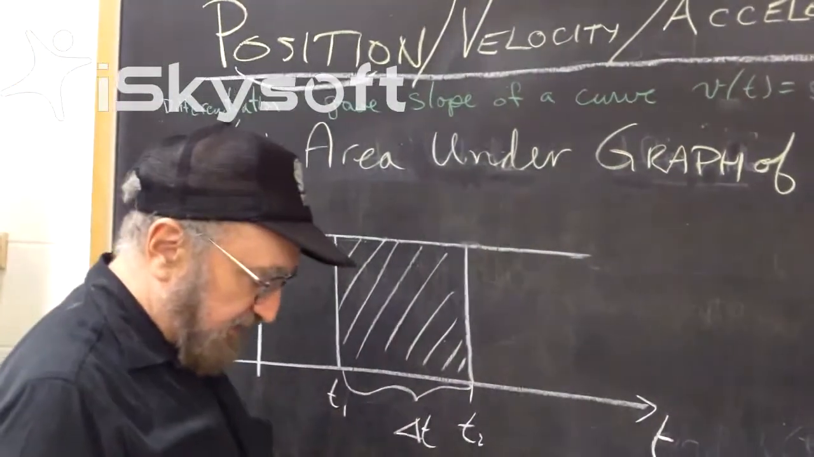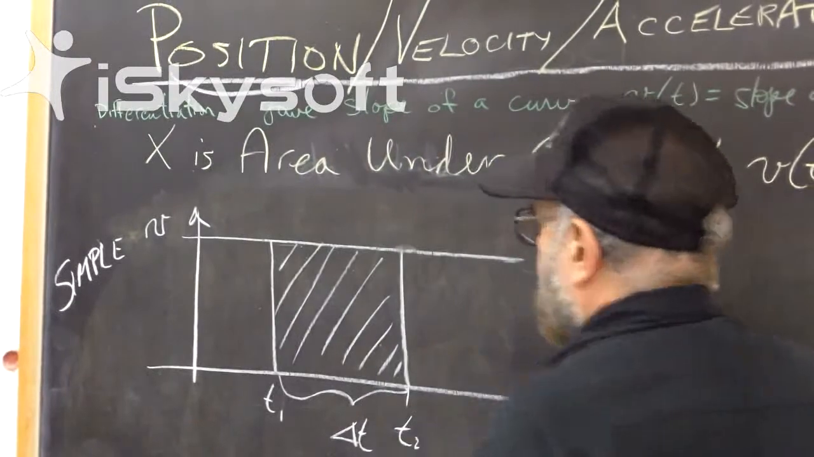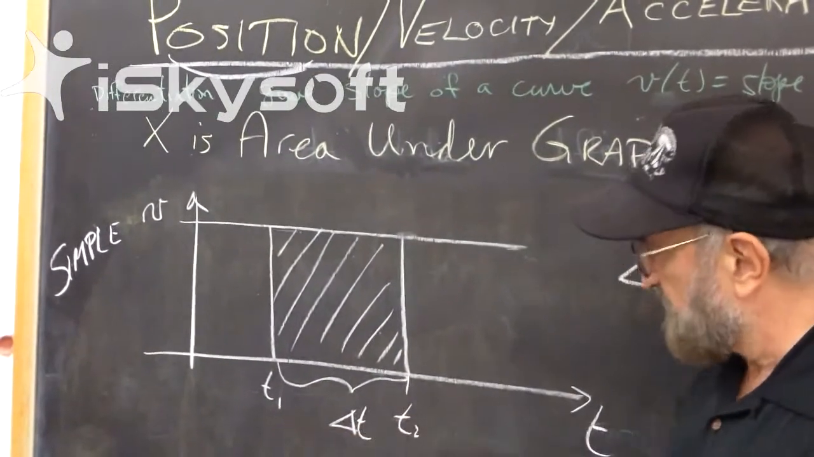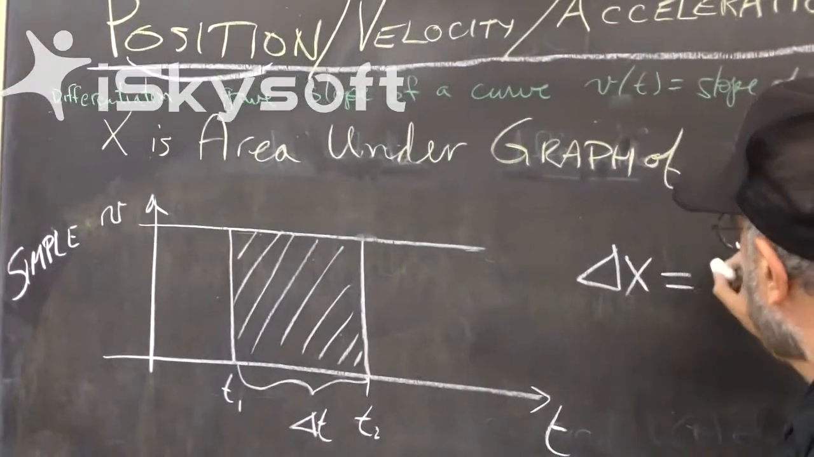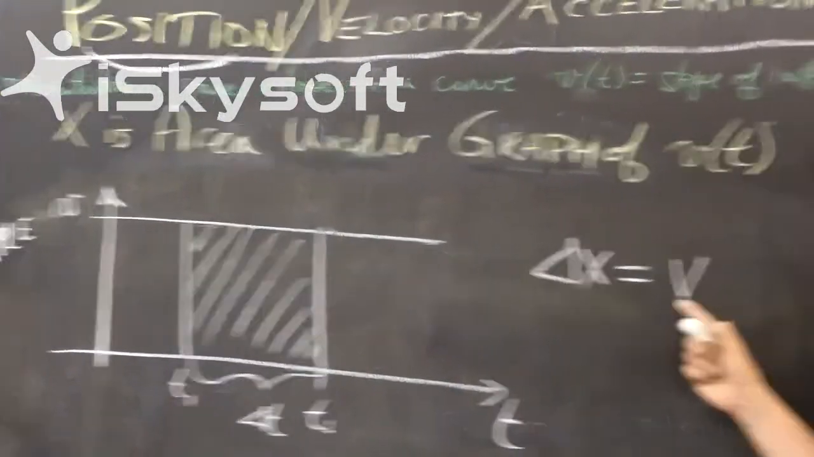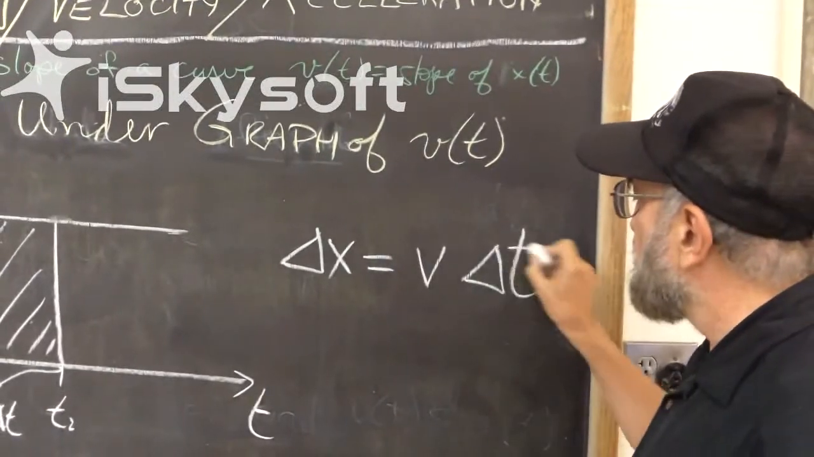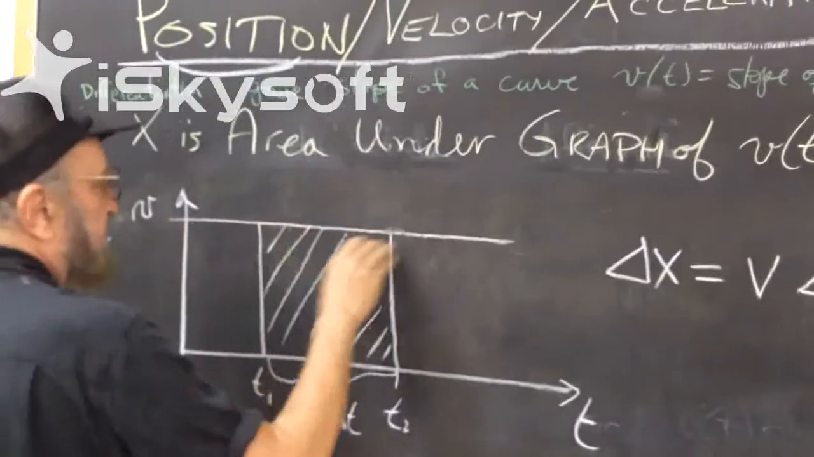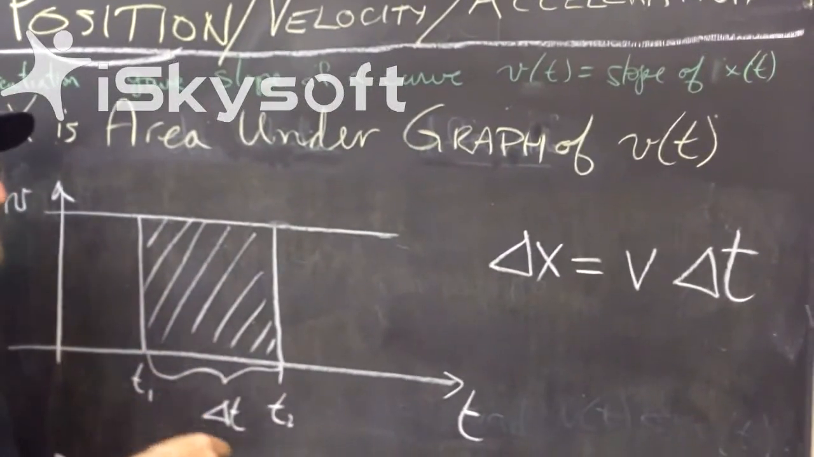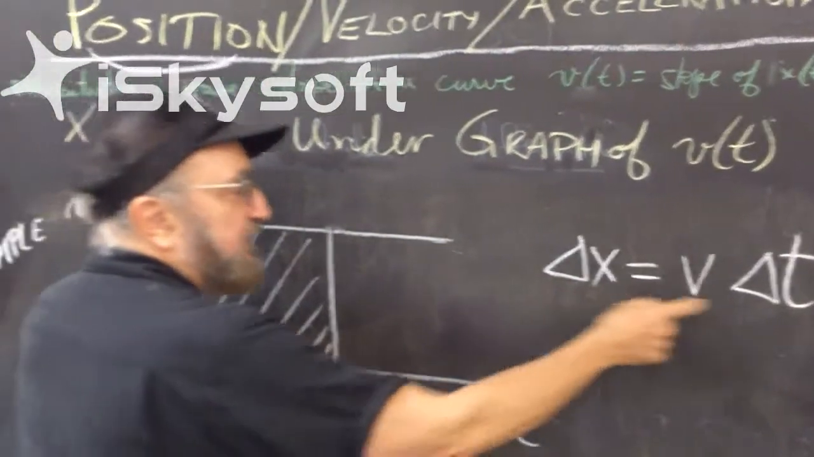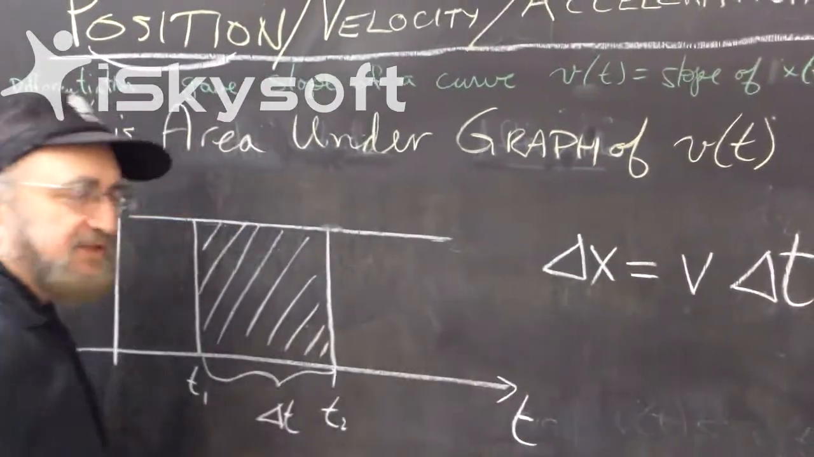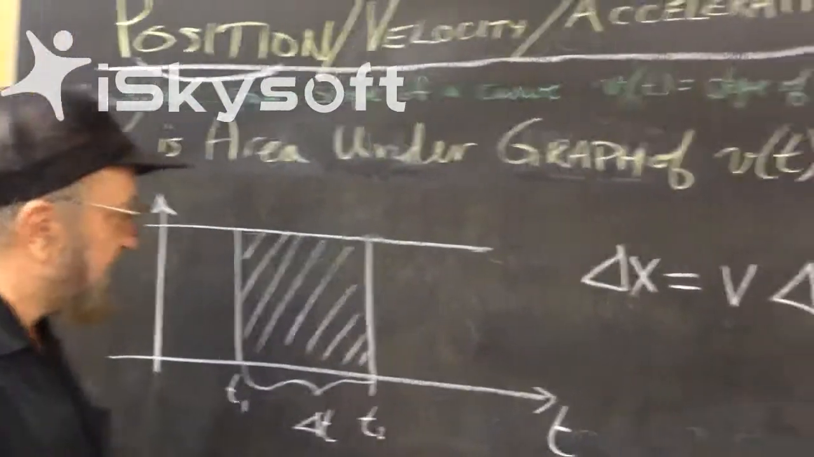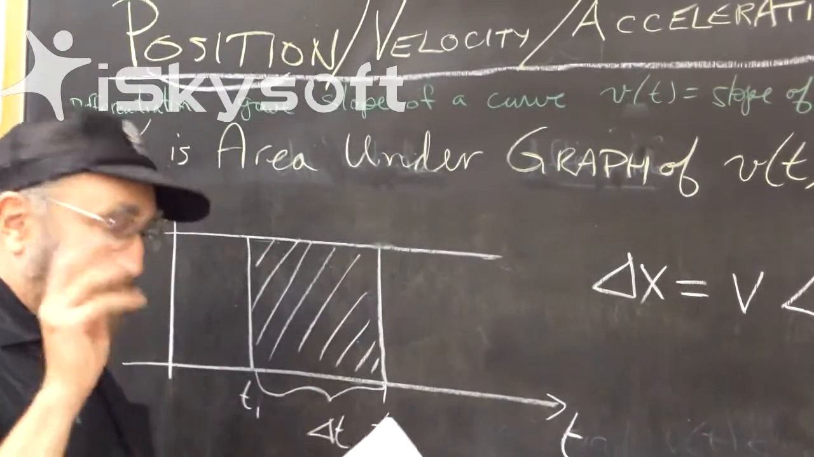And the area on the graph, delta x, between the times t1 and t2, which is delta t, is the velocity, here there's no function, times delta t. That's from the definition of velocity. If velocity is constant, then x keeps increasing at that rate. For example, let's say 1 hour at 20 miles per hour would be 20 miles. So that's the shaded rectangle under this quote-unquote curve.